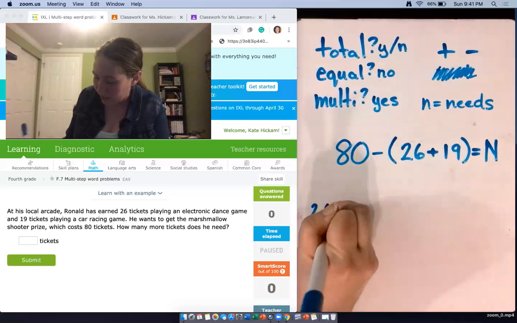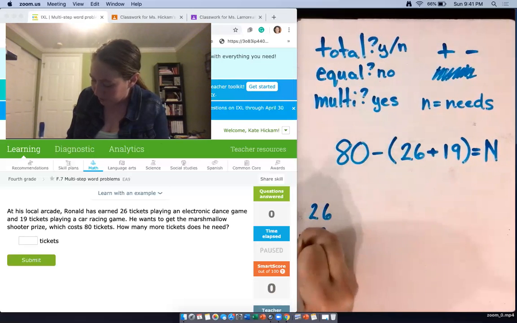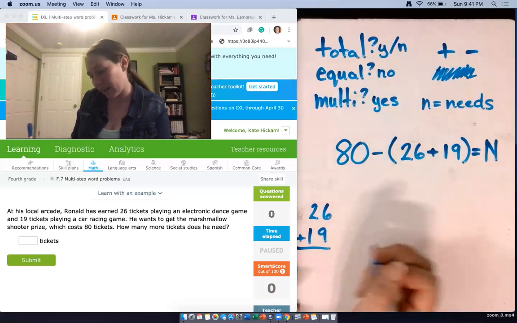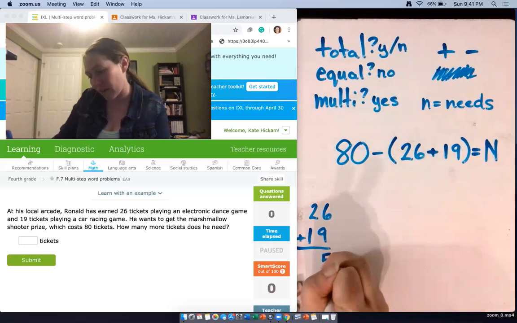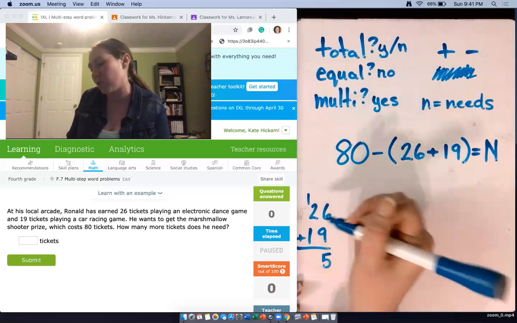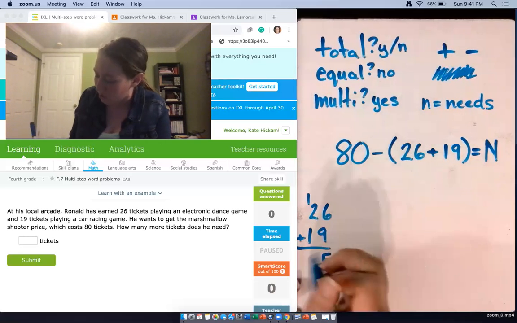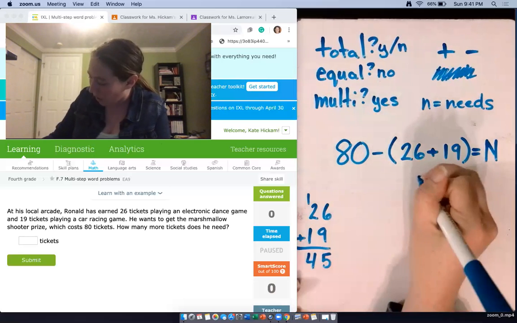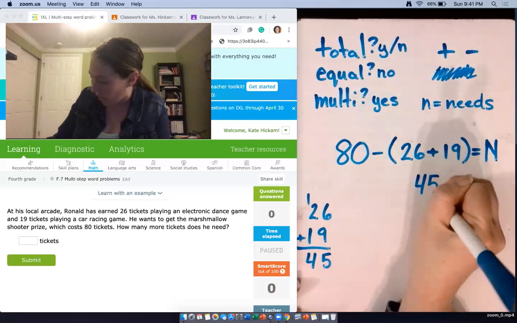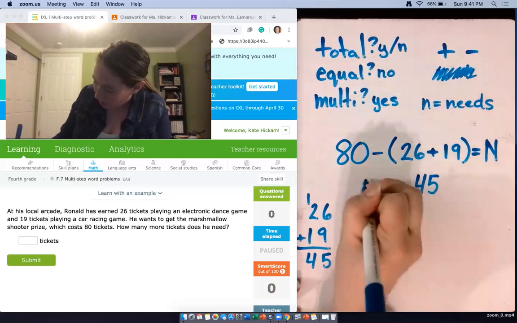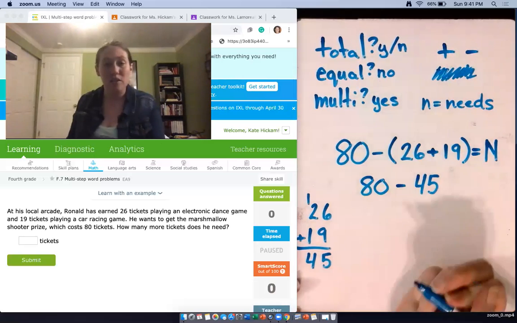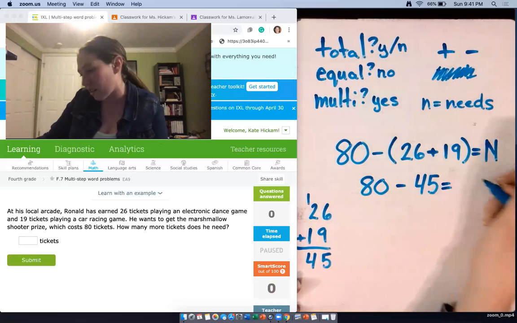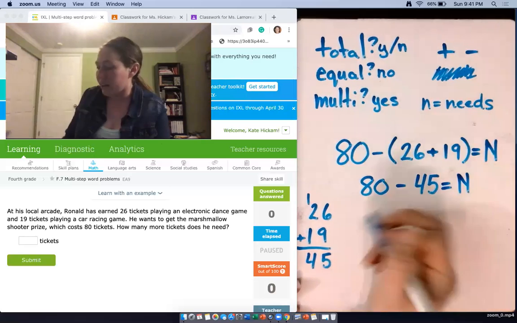So I have 26 and 19. 6 plus 9 equals 15, write the 5, carry the 1, 1 plus 2 equals 3, plus 1 equals 4. So he has right now 45 tickets, but he needs to get to 80. So I've got to add, put those together, and subtract.